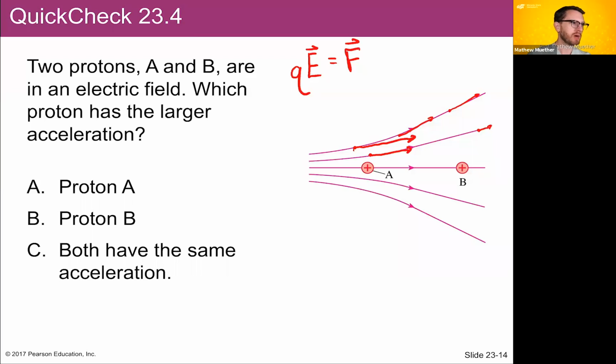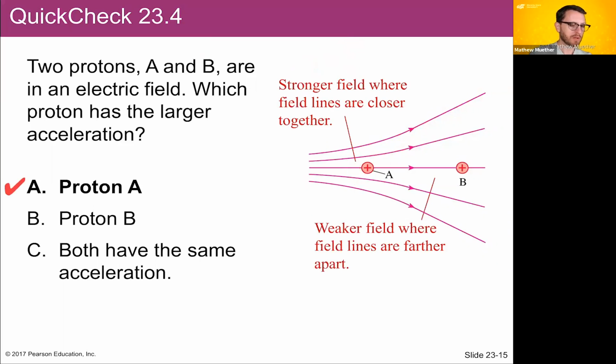Okay, good. I'm going to go ahead and end the poll and share the results. Almost everybody said A, that the particle that's sitting in the larger electric field. I have more field lines packed into a tighter space here, indicating a stronger electric field. If I have a larger electric field and both particles have the same charge, then I have more force acting on it.